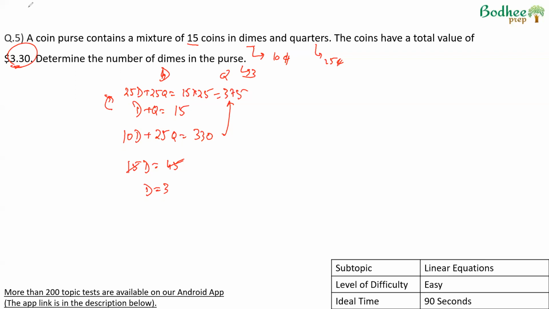Again, dime might be a problem. Otherwise, easy question, not more than a minute and a half to solve. Here we could also use alligation. If we look at the value of each coin, in this case, it is 330 cents upon 15 coins, which will be 22 cents per coin. This will be the alligation of the value of a dime and a quarter. The difference here is 3, the difference here is 12. 3 plus 12, 15. So 3 dimes and 12 quarters will also be my answer.